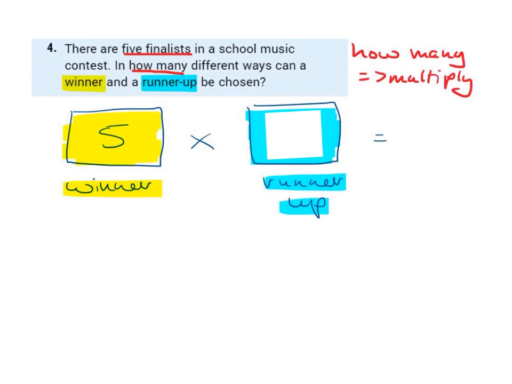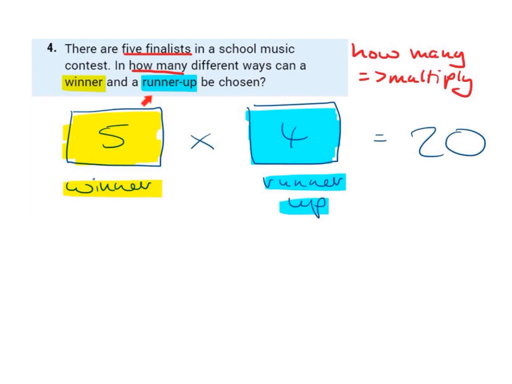Now, once the winner has been chosen, whoever gets crowned as the winner, they can't also be the runner-up. So if there was 5 people originally, and we know that one of them will become the winner, there's 4 people then left to choose from for the runner-up. So we're going to put 4 in the place of the runner-up. And 5 multiplied by 4 gives us 20. So there are 20 different ways that the winner and the runner-up could be chosen.